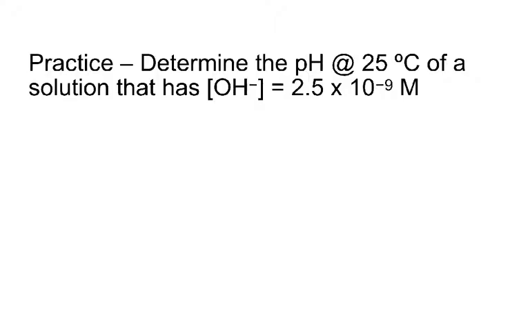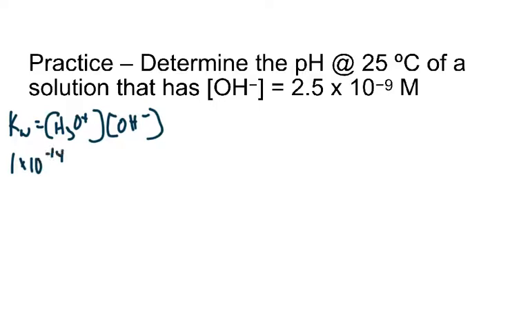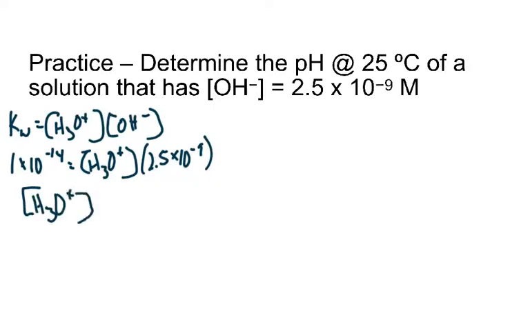So let's practice. Determine the pH of a solution that has a hydroxide concentration of 2.5 times 10 to the minus 9th molar. There are 2 ways to go about this, and I'm going to show you both of them. The first way is we know our Kw is our H3O plus times our OH minus. So our 1 times 10 to the minus 14 is our H3O plus times 2.5 times 10 to the minus 9th.